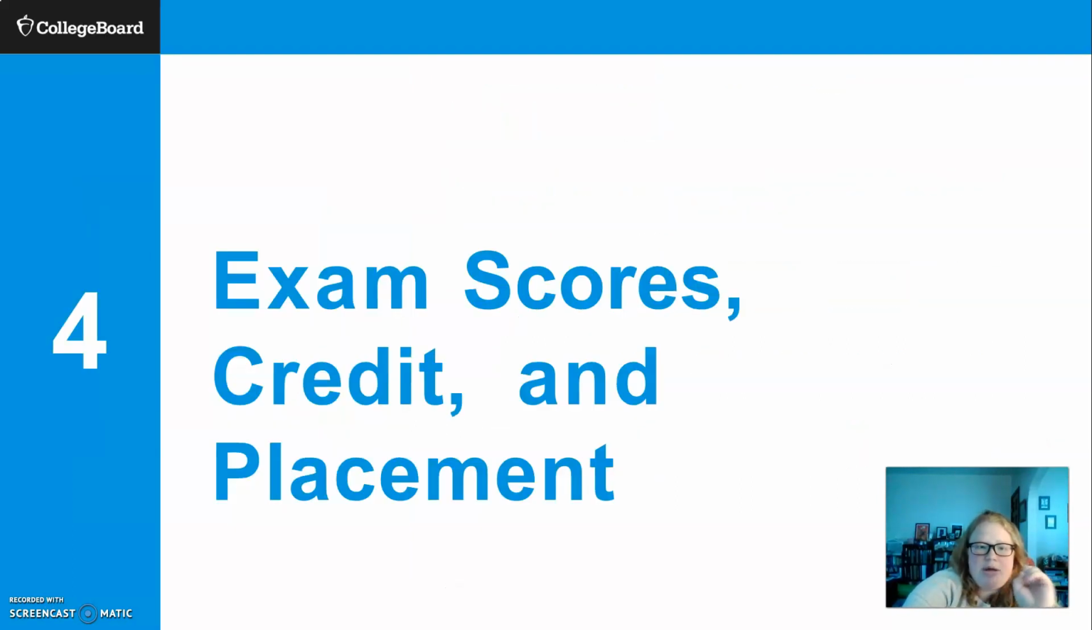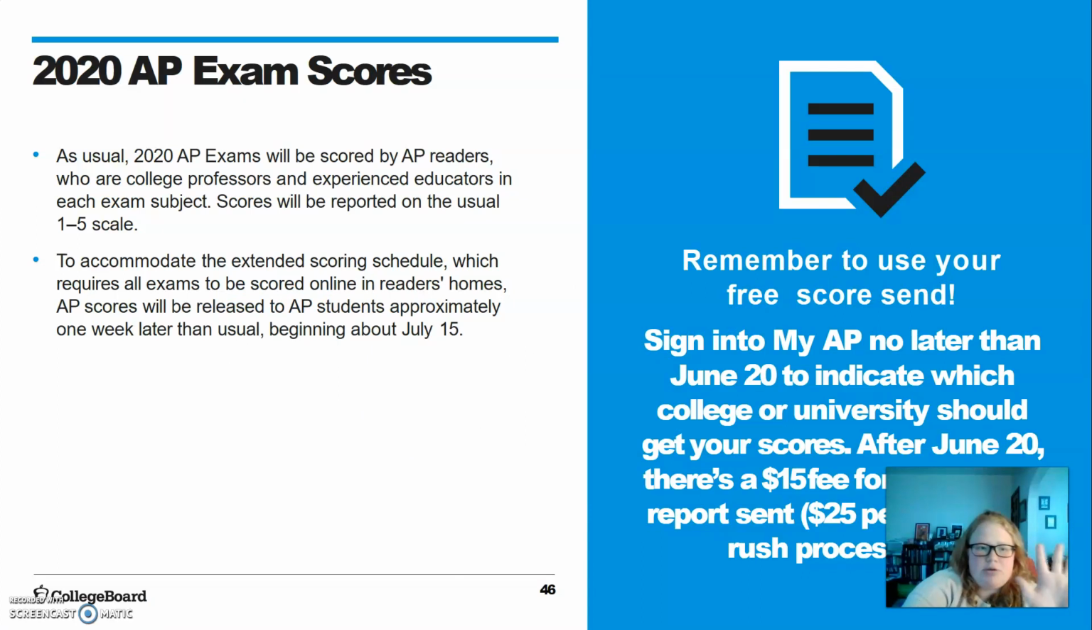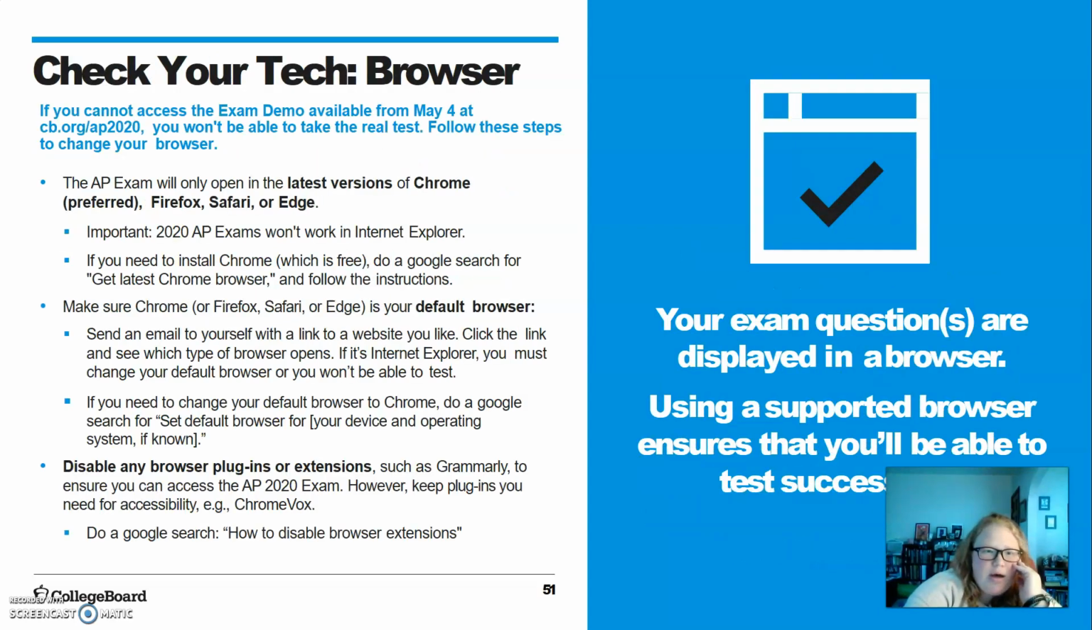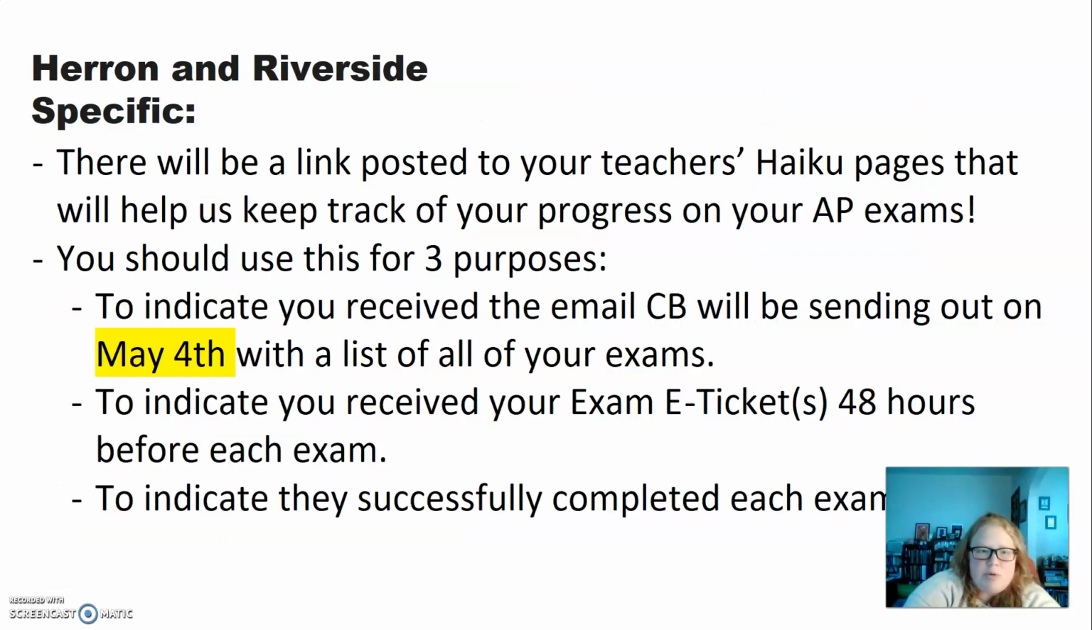request makeup and credits. So 3s, 4s, and 5s are going to be released, or scores will be released about July 15th, which is about normal. Internet browsers, Internet Explorer won't work.